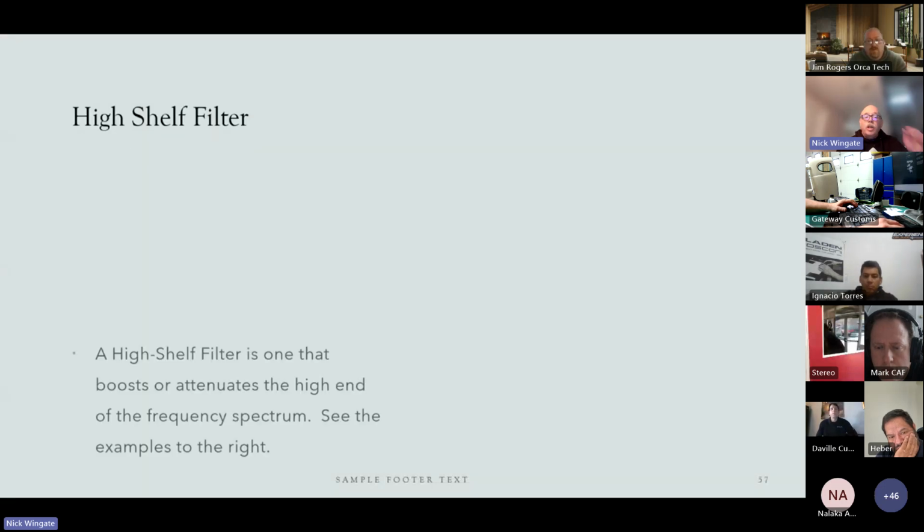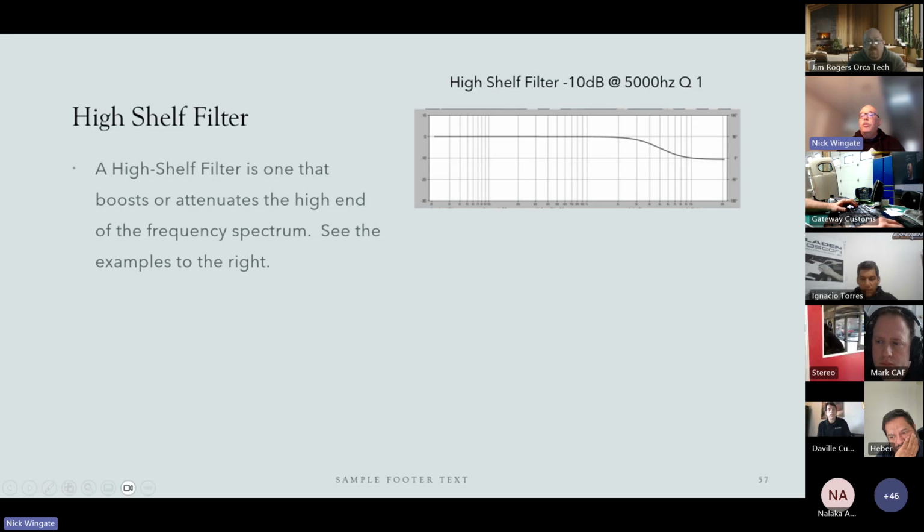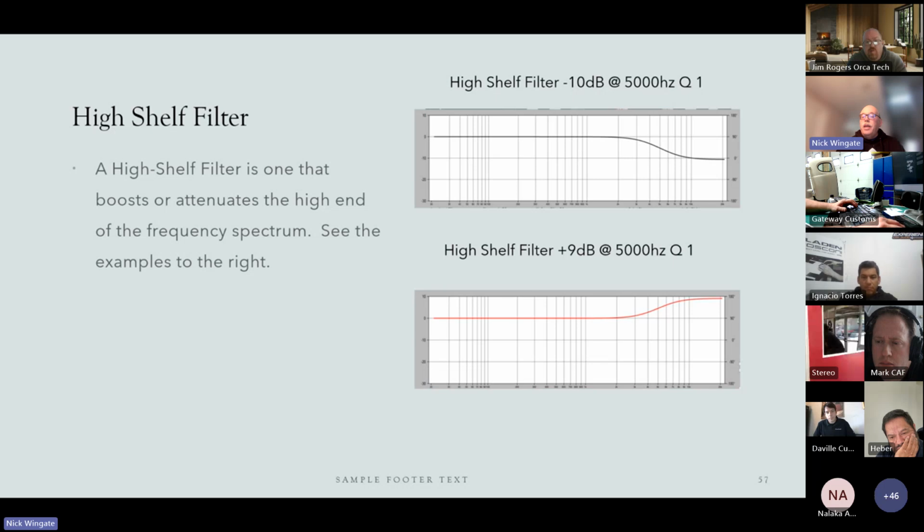Okay. So a high shelf is the exact opposite. So you can see at 5,000 hertz, I raised it 9 dB with the Q of 1.